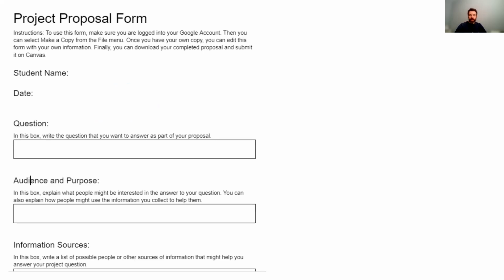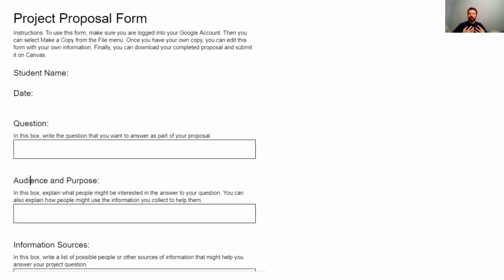This week, your main goal is to write a project proposal. And you can use this form that is linked on Canvas. You need to write down your name, you need to write down the date, and then write down 1 or 2 questions you have about water that you want to try answering this semester. You should also think about who the audience is for your question, or what purpose would people want to know the answer to your question. Just write a couple sentences to think about that.